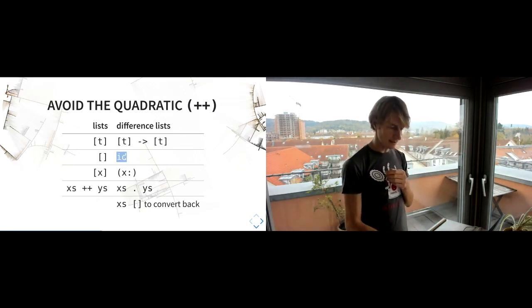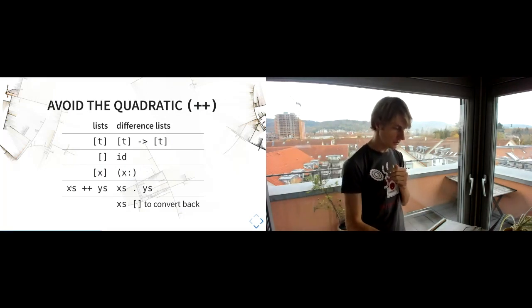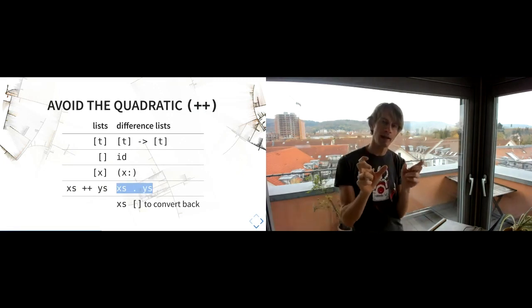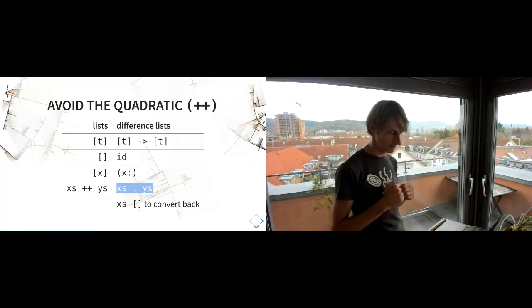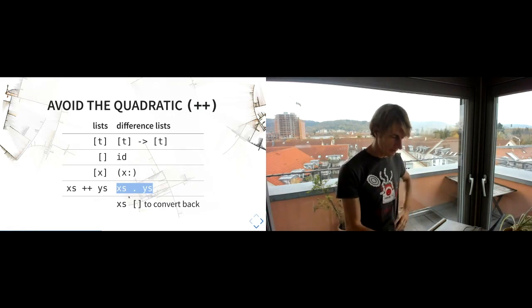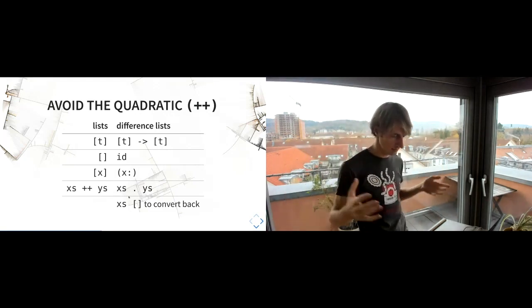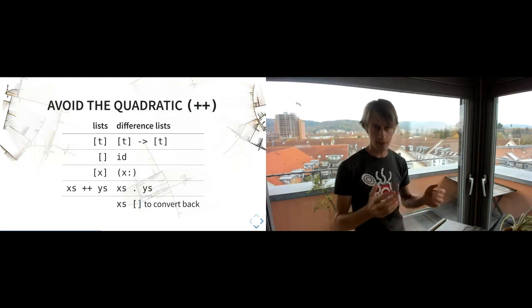The empty list you replace with the identity function. The singleton list you replace with the function that prepends one element to your list. The concatenation of two lists, and that's an interesting one, you replace with function composition. And here is where the magic happens, because function composition is O(1), it's constant time. So it doesn't matter which way you compose these functions. And then at the very end, when you have accumulated a list and you want to use it with some consumer of lists, you just take this difference list, which after all is a function, pass the empty list to it, and you're back in the world of normal lists.